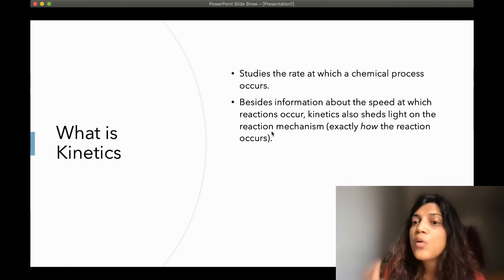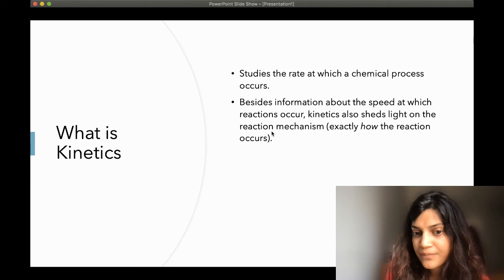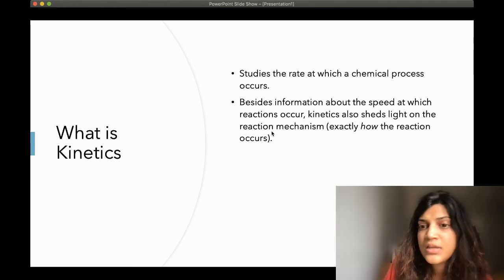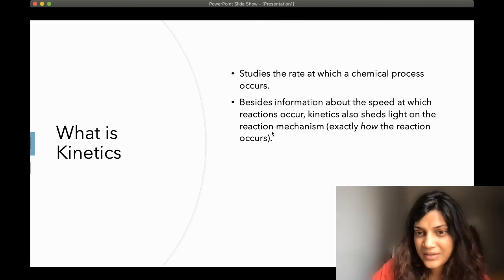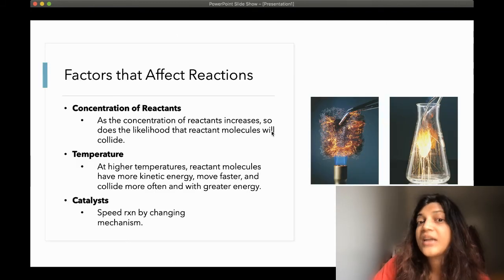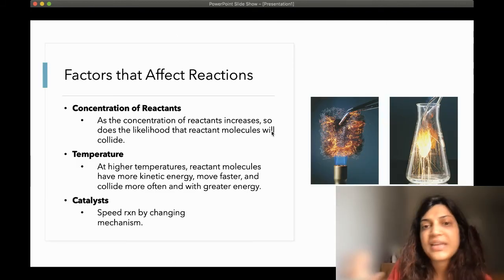That is, how exactly the reaction is occurring. We know that this reaction occurs, but how the molecules are aligned with each other to form product is what we are going to learn when we study kinetics. So there are different factors that affect any reaction, any chemical change that is taking place.